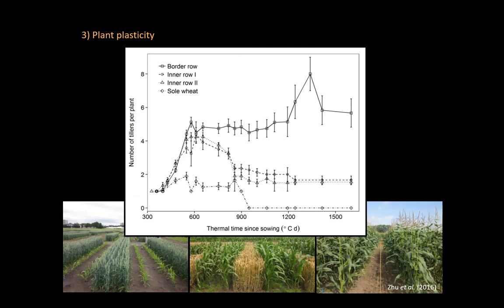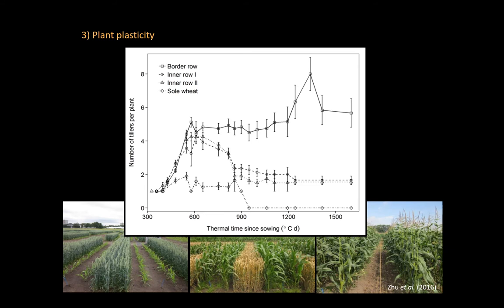For example, in the case of these wheat plants, what's happening is that these plants at the border produce many more tillers, so many more branches. You can clearly see this in this graph, where you see the number of tillers per plant on the y-axis and the thermal time again on the x-axis. In the line for the border row, the top one, the number of tillers goes up over time and then stays at a relatively high level. So these plants have around five tillers on average per plant, whereas for the plants in the middle of the strip and also the sole wheat plants, the tiller number goes down over time.